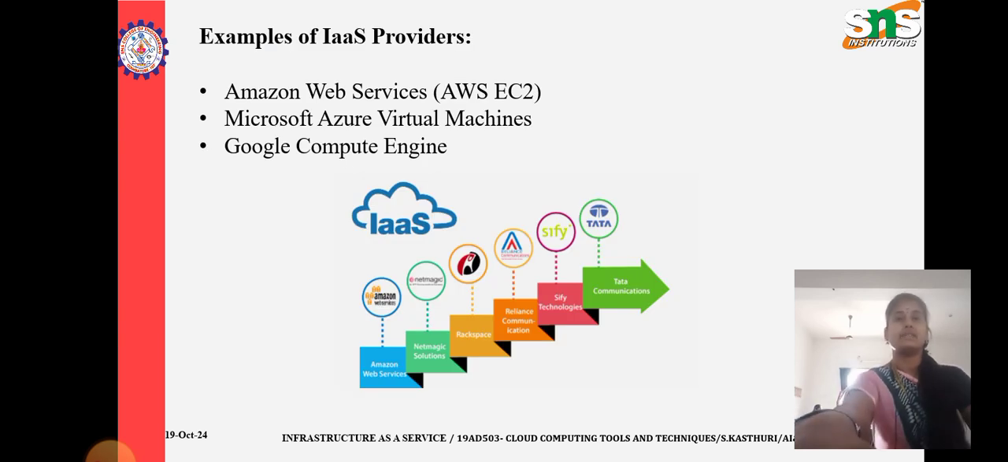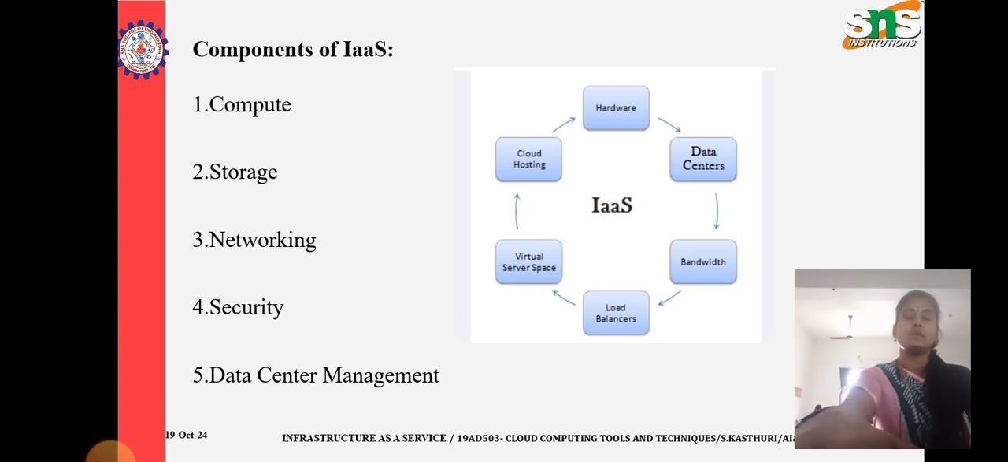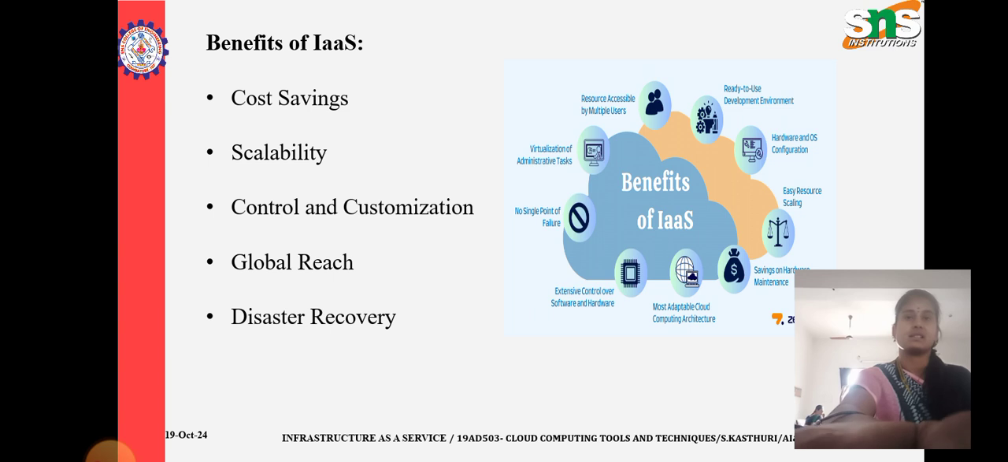Examples of IaaS providers are Amazon Web Services AWS EC2, Microsoft Azure Virtual Machines, Google Compute Engine, Salesforce and data services. They are all providing services as an infrastructure. Mainly 5 components are there in IaaS: compute, storage, networking, security and data center management. So these 5 components build up our IaaS services.